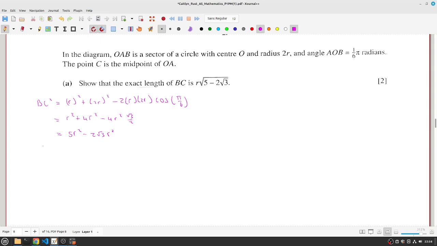Now, if we want BC, we need to take the square root of that. But first, let's factor out an r squared. I just like factoring whenever I can. So 5 minus 2 root 3. Now BC is the square root of r squared times 5 minus 2 root 3. If we take the square root of r squared, we get r. So the r can go outside, and we're left inside with just 5 minus 2 root 3.